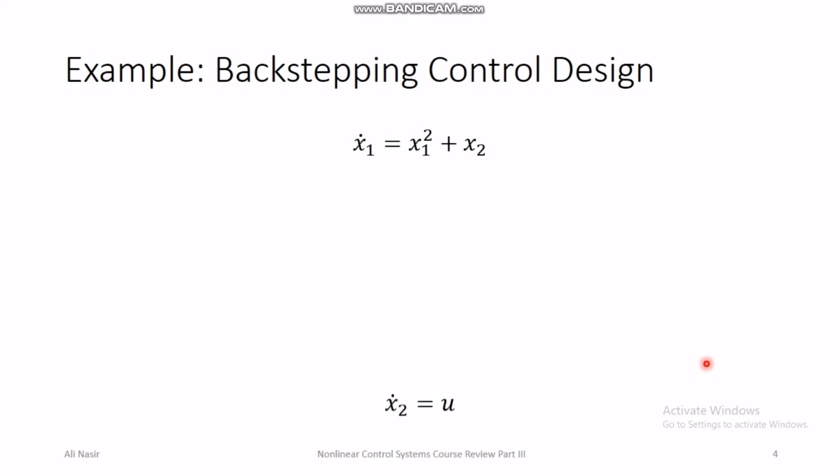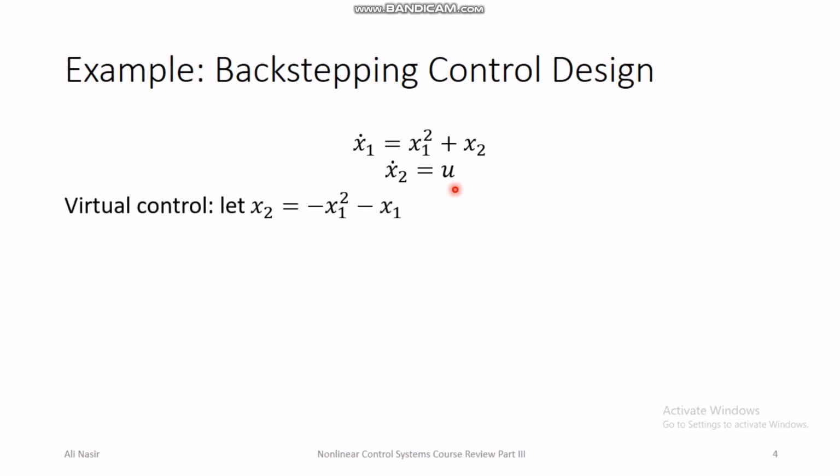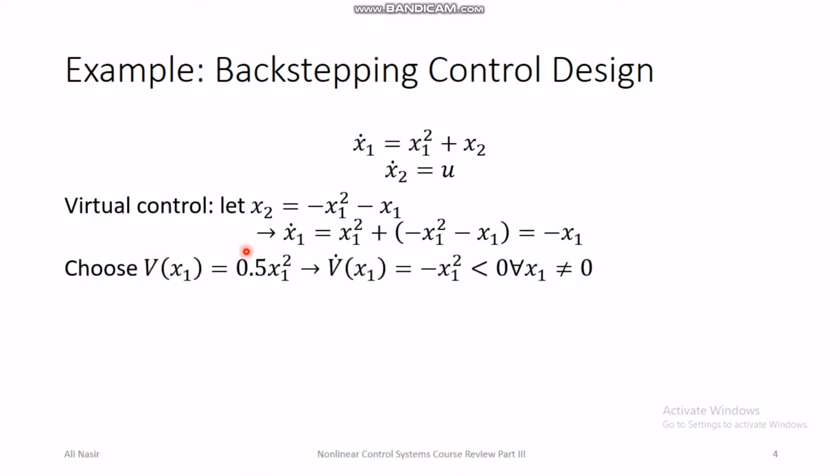Let's suppose x1 dot equals x1 square plus x2, and x2 dot equals u. Then the virtual control can be defined as x2 equals minus x1 square minus x1, which means that if you put x2 equal to this expression in x1 dot, then x1 dot equals minus x1, which is asymptotically stable. The stability can be proved using the Lyapunov function V of x1 equals 1/2 x1 square. So V dot will be minus x1 square, which is negative definite as far as the x1 dynamics are concerned.